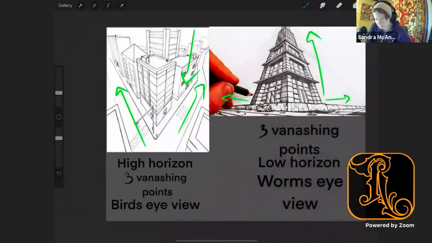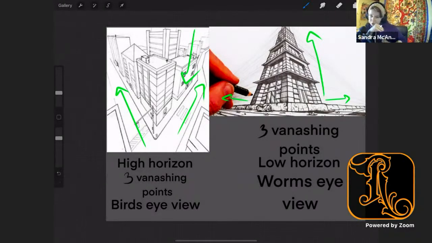Three-point perspective. Now we're adding an up and down motion. Okay. This is very common in New School. New School artists really know how, and I appreciate and respect them to the fullest. They know how to play with perspective.